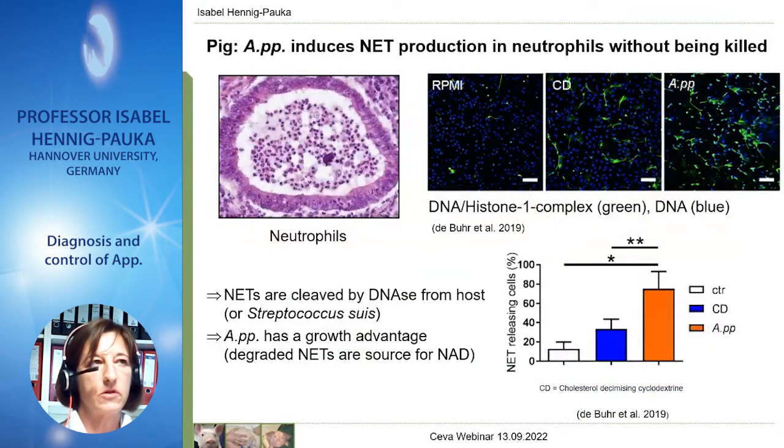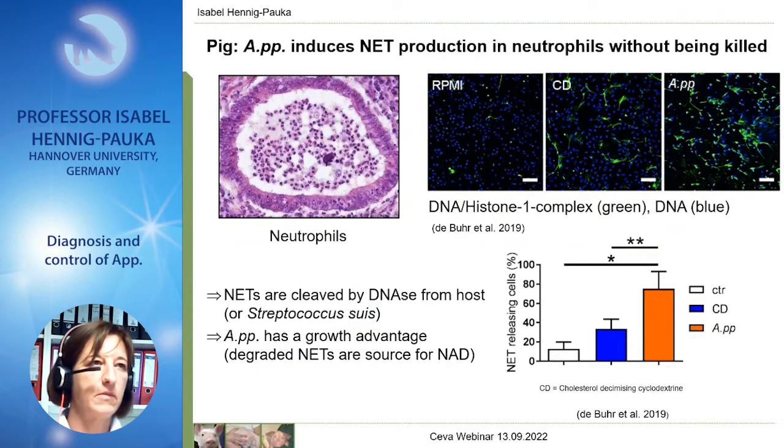Coming to the host, of course, we have various factors which influence disease pathogenesis. We know that the most important immune cell in defense are the neutrophils, so the innate immunity. Here you see a bronchus of an infected pig with several neutrophils inside. The neutrophils have important defense mechanisms. You know that they can phagocytose, but they can also produce nets, among other things.